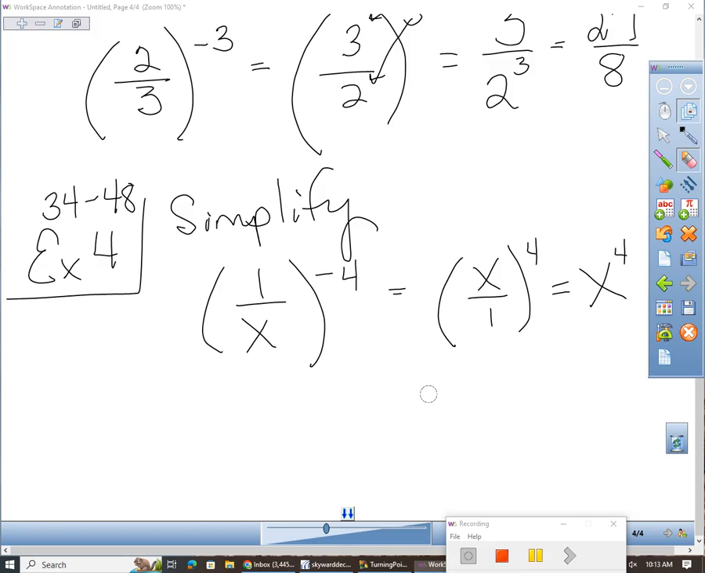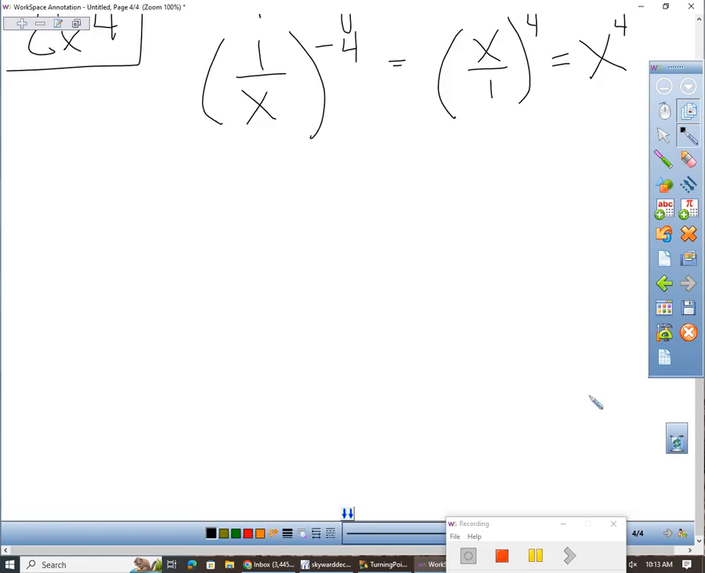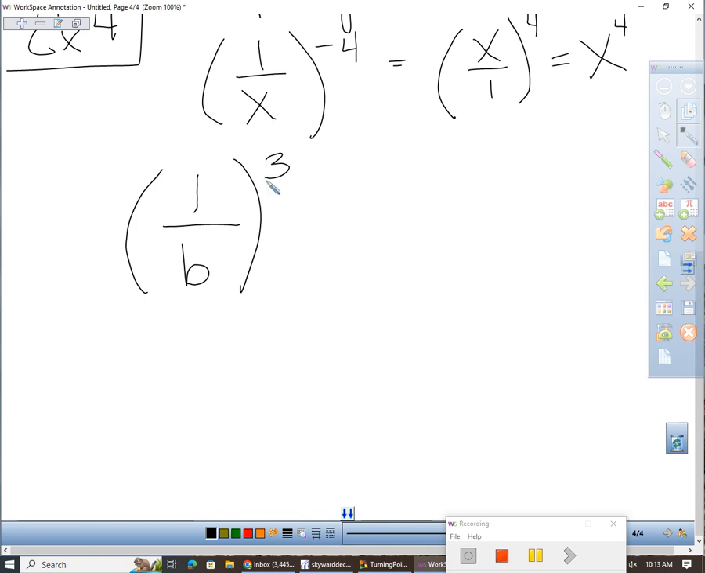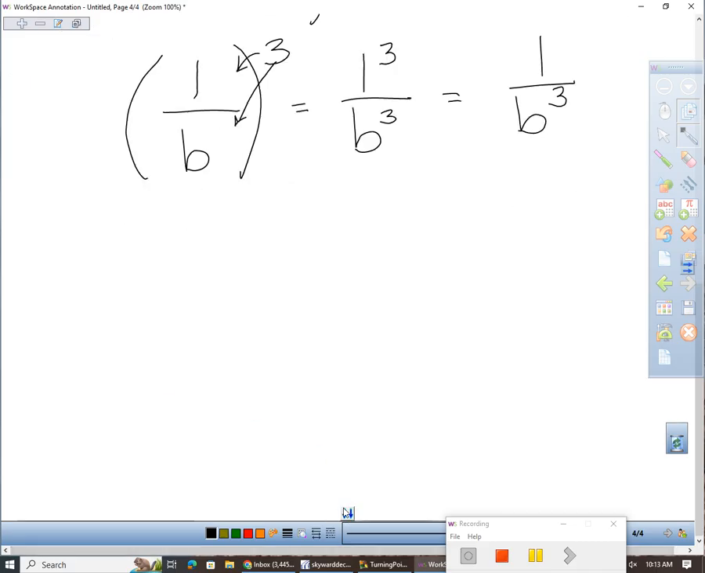Okay, let's try this one. What if I just had 1 over b to the positive 3? Does that one flip? That one doesn't flip. So what's the only thing I have to do? Yeah, I got to distribute that 3 to the 1 and to the b. So I have 1 to the 3rd over b to the 3rd, or 1 times 1 times 1 is 1, b to the 3rd. All right, so can I make it a little harder? Can I step it up? Yeah, everybody's excited. Yes, let's step it up.